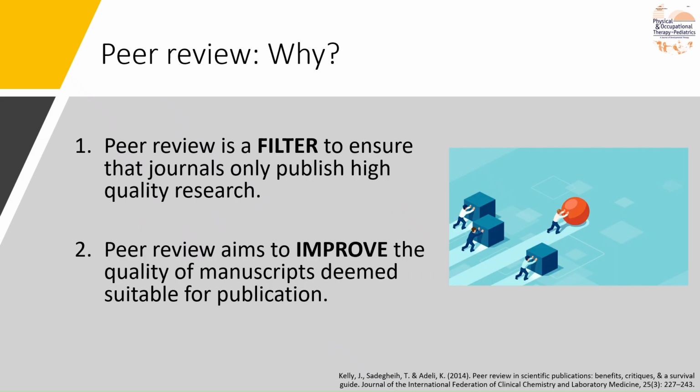Why do we engage in peer review? The primary purpose is to act as a filter to ensure that only high quality, valid, and relevant research is published in our journals. This process strengthens the integrity of academic publishing and protects the scientific record from flawed or unsubstantiated claims. But peer review is more than a gatekeeping function.